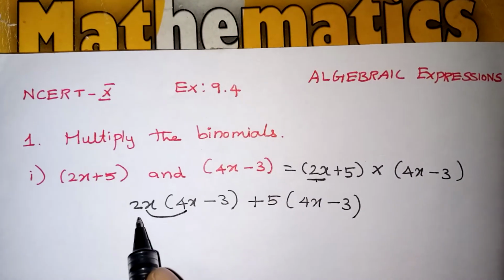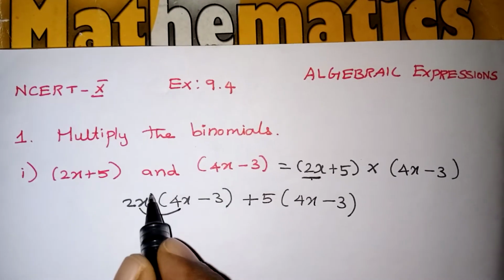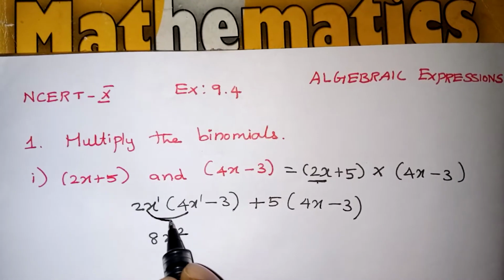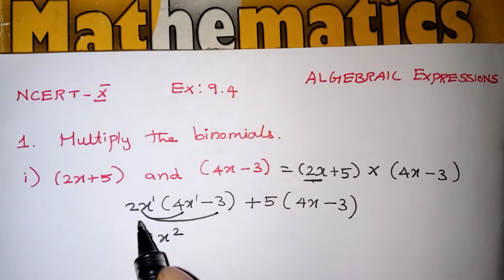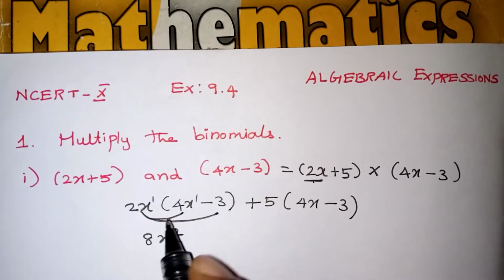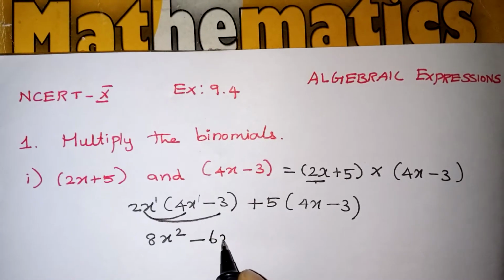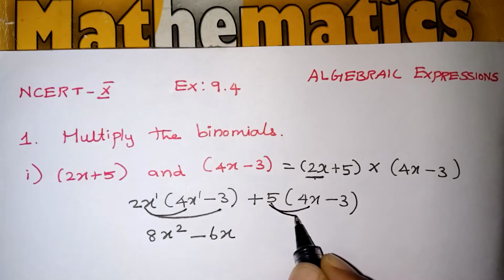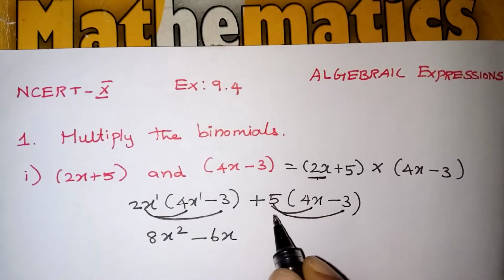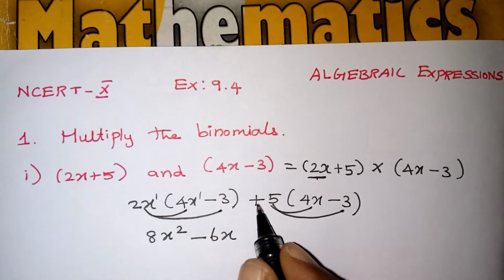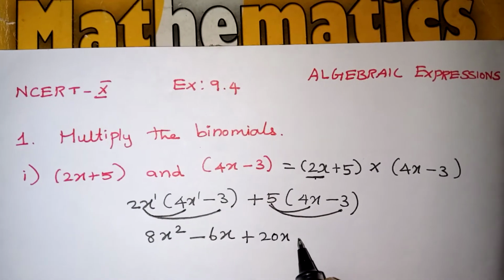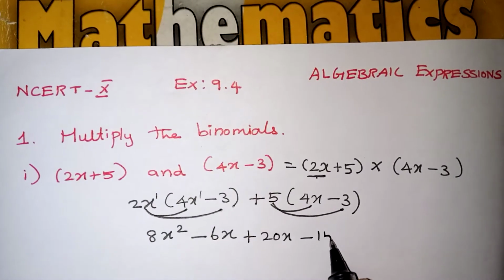2x into 4x will give you, 2 4s are 8, x power 1 when you are multiplying, x squared will come. The same 2x should be multiplied with 3 also. So 2 3s are 6 and this x also will be written together, so 6x. Same way, this is a 5 given outside, that should be multiplied with both the numbers given inside. 5 4s are 20, plus is there, so plus 20x, and plus into minus is minus, 5 3s are 15.